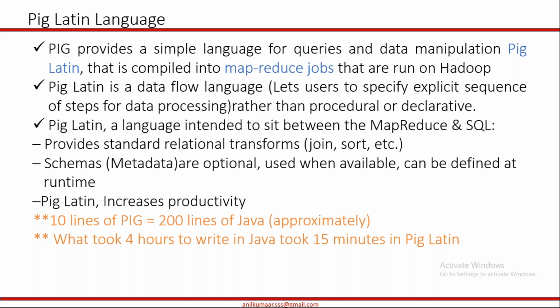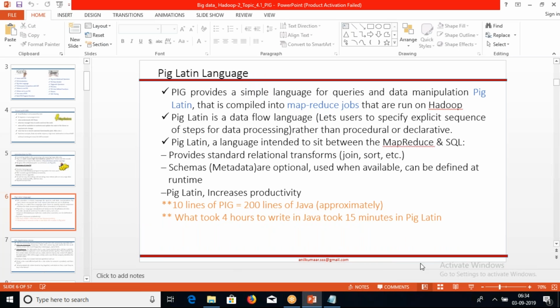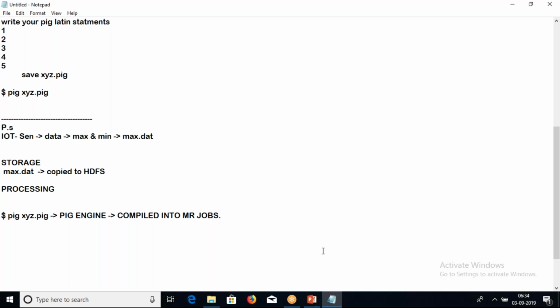And look at the next important point here. Schemas are optional and will be used whenever available and can be defined at runtime. A lot of important points here. The schemas are really optional here. First of all, what is a schema here? We'll understand that. And here we are saying it's purely optional. So if available, you can define them at runtime. So Pig doesn't worry about any data types and fields which you have not given. Generally what happens, I think you have some idea of SQL, right?